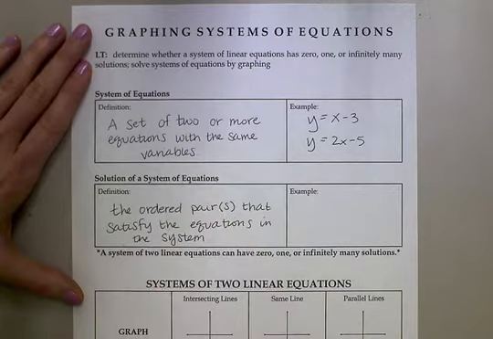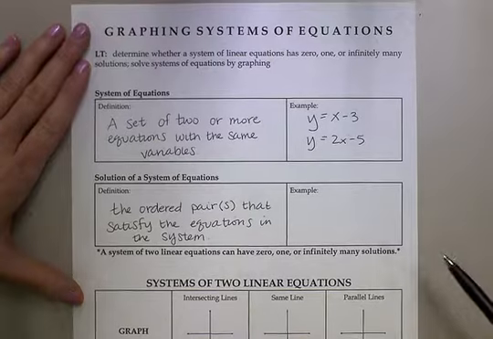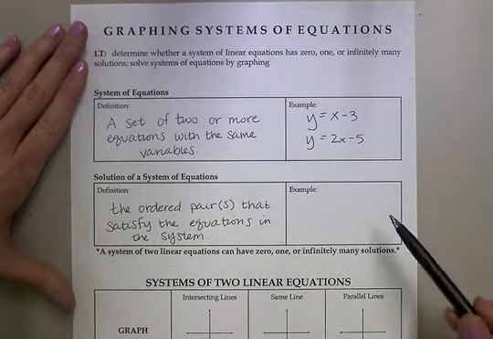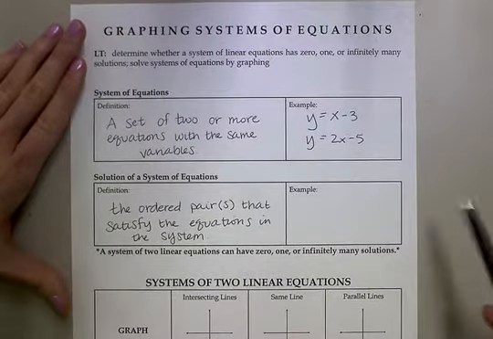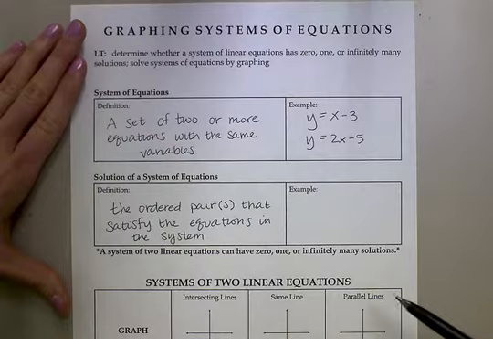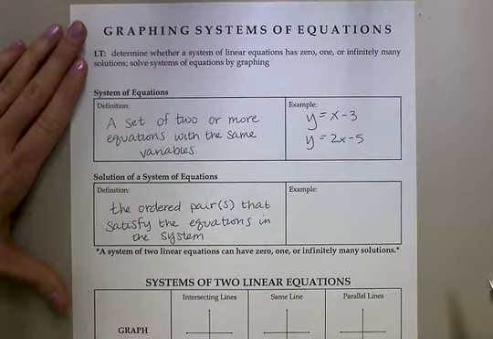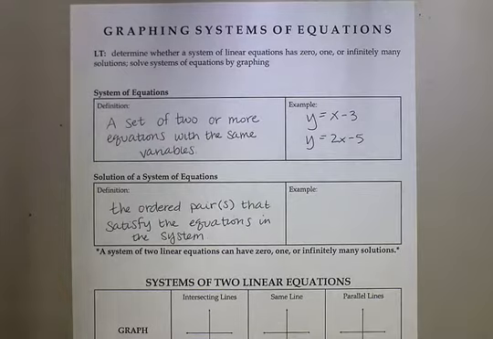So when we graph systems of equations, we're looking for the point that the two linear equations share. It's the point where the two lines cross or intersect. Sometimes, as you'll see in just a little bit with our three cases here, sometimes there will be multiple points, sometimes there'll be one, and sometimes there won't be any at all.